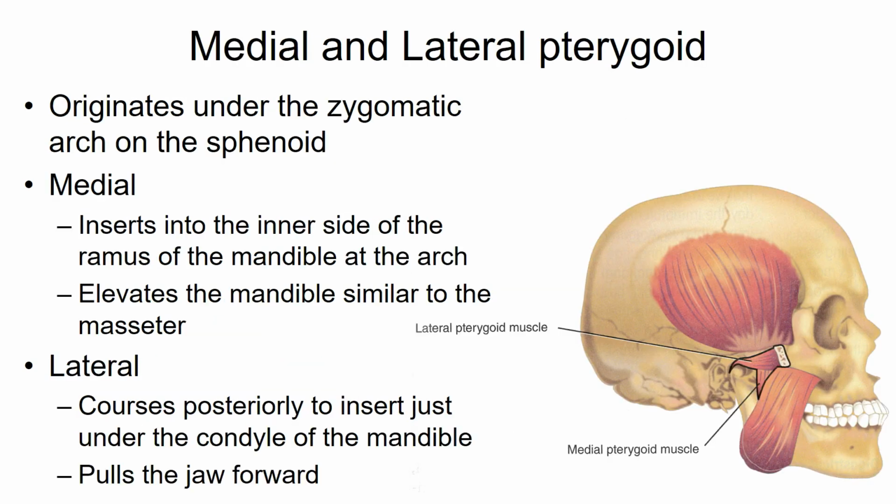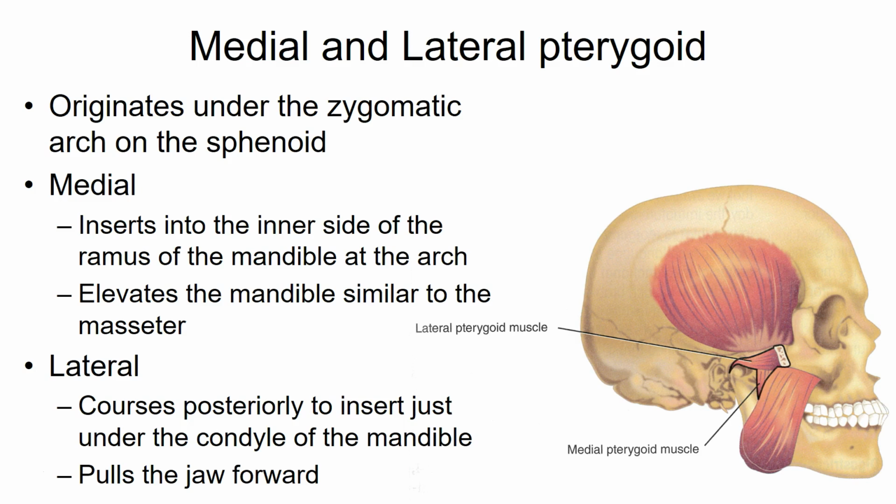The medial and lateral pterygoid muscles share a name because of their origination under the zygomatic arch on the sphenoid bones, those little pterygoid legs that hang off of it, but they have fairly different functions. The medial pterygoid muscle inserts into the inner side of the ramus of the mandible near the angle and helps elevate the mandible, similar to the masseter.